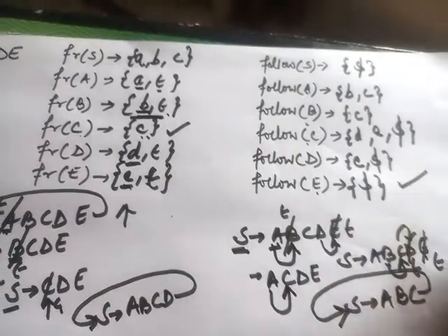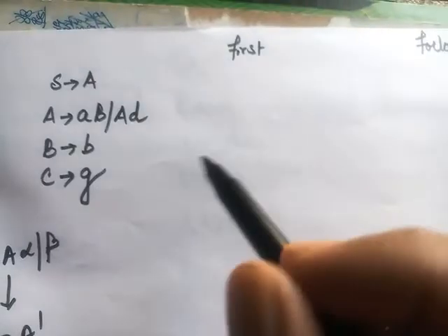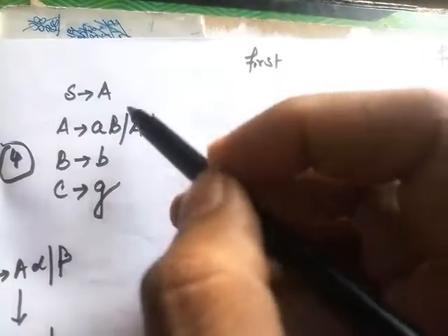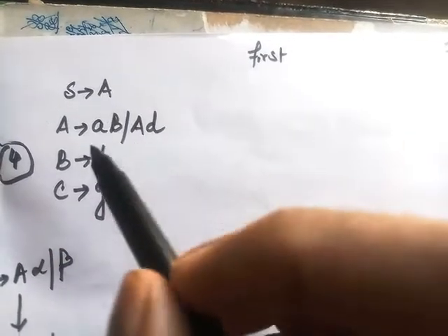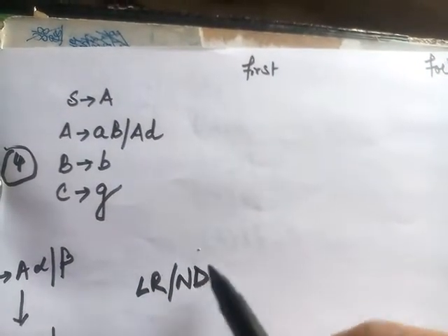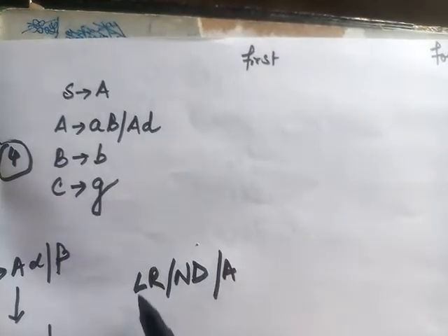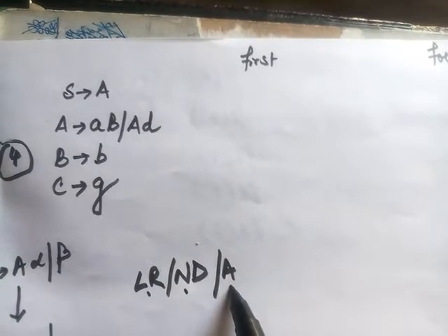So this is how we can generate first and follow of a given expression. Okay, we have another production. We have a set of grammar, and we have to find out the first and follow. One thing you should notice: this grammar has a little bit of complication. You cannot find out first and follow of a left recursive grammar, or non-deterministic grammar, or ambiguous grammar.